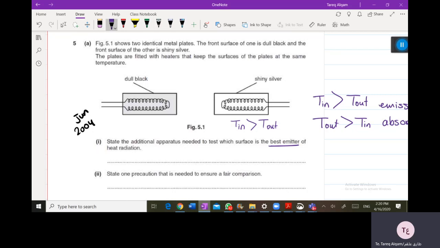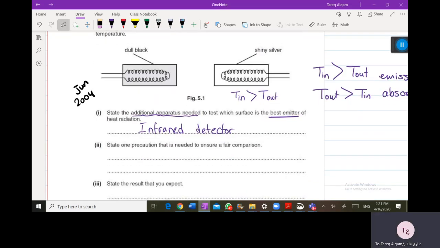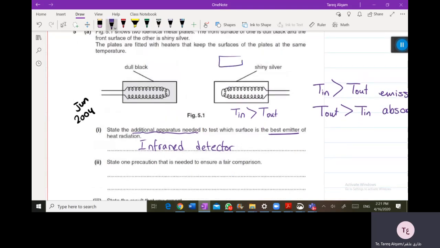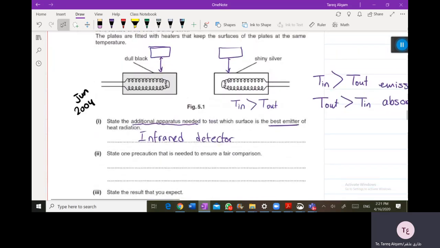In order to check which surface is the best emitter, the additional apparatus needed is an infrared detector. Infrared detector. I have to place this detector at equal distance from each surface. State one precaution that is needed to ensure a fair comparison.